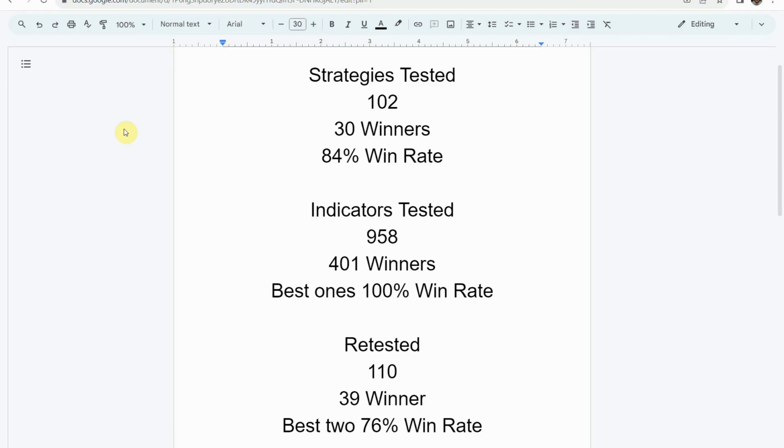far. We've also tested a total of 958 indicators, with 401 of them being winners. The best ones so far were able to achieve a 100% win rate. Now you need to go back and watch those videos to understand the context of how they were able to achieve that. So go back and watch those videos and see what you can get out of those winning indicators. We've also retested in the advanced testing 110 of the winning indicators. 39 of them have been able to maintain the winning status, the best two, a 76% win rate. Now keep in mind that we test most of these indicators and strategies on the Forex and crypto market, but they can be applied to just about any market and time frame universally.